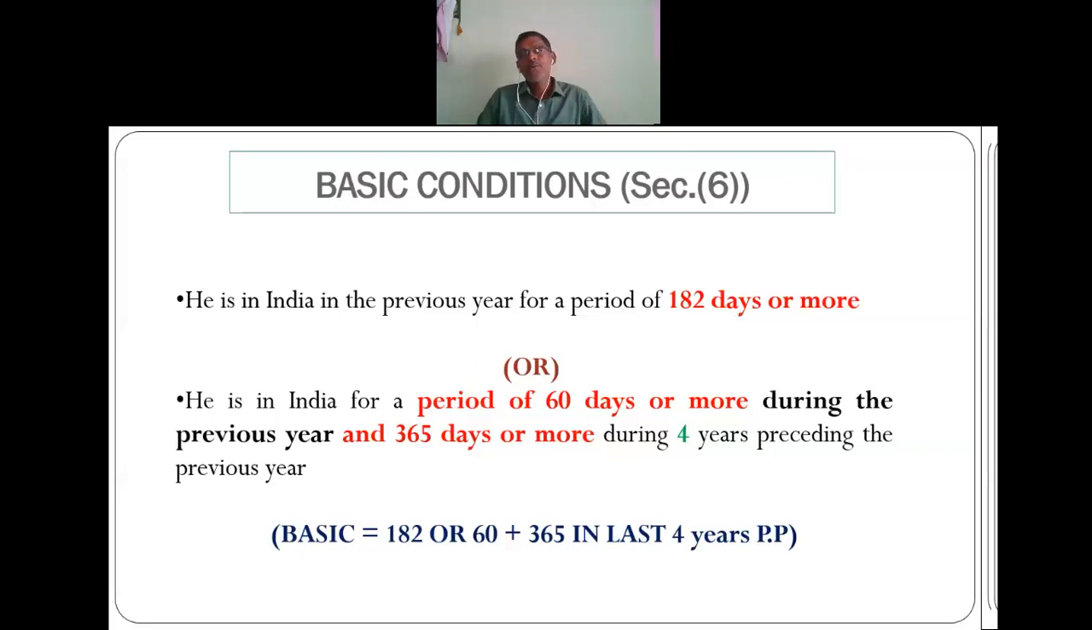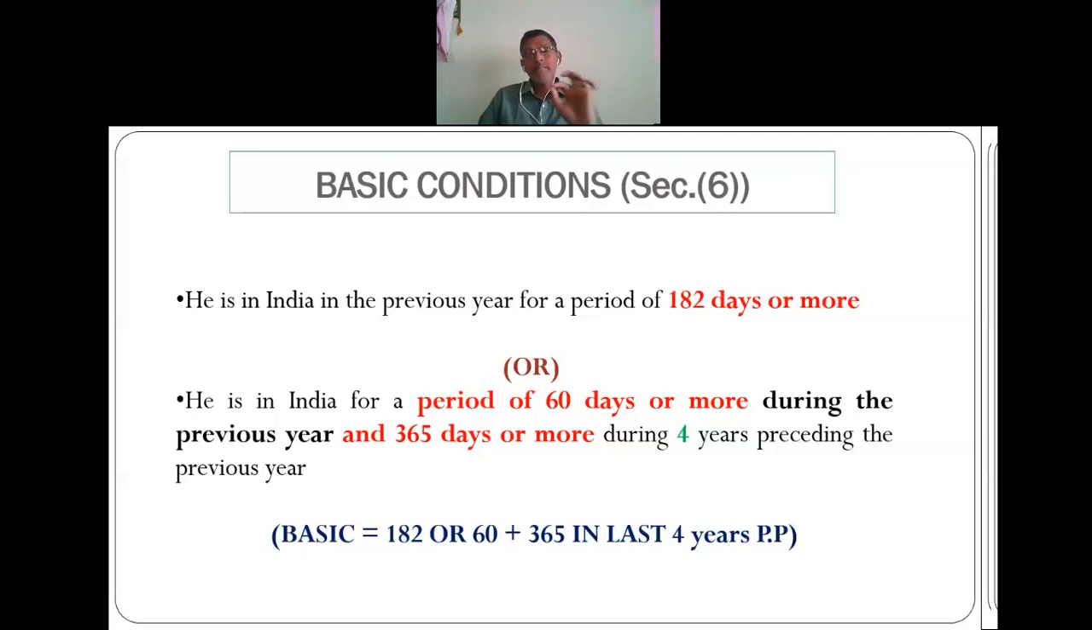Out of these two basic conditions, if at least one condition is satisfied, then you will be a resident. Any one of these two basic conditions must be satisfied, then obviously the particular individual is to be treated as a resident of India. But certain exclusions and inclusions are there, right? So we will have a discussion on that later.